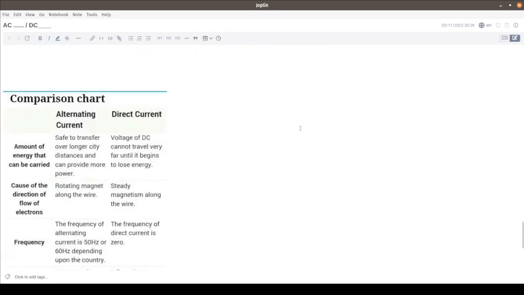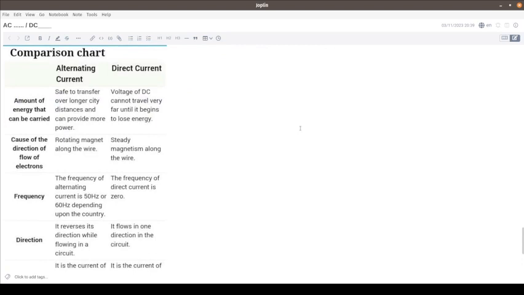Okay, now at last, see the comparison of AC and DC. AC is what? Safe to transfer over long city distances, and it can provide more power. DC cannot travel very far until it begins to lose energy, right? To handle the loss of energy in DC, on the poles you can see there are amplifiers, or you can say transformers. They increase the force so the current can pass further, right? So an amplifier is used in AC and a transformer is used in DC.